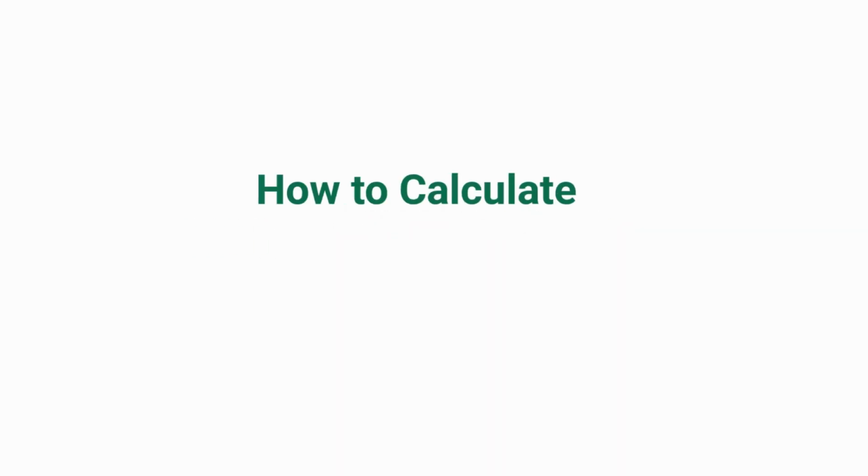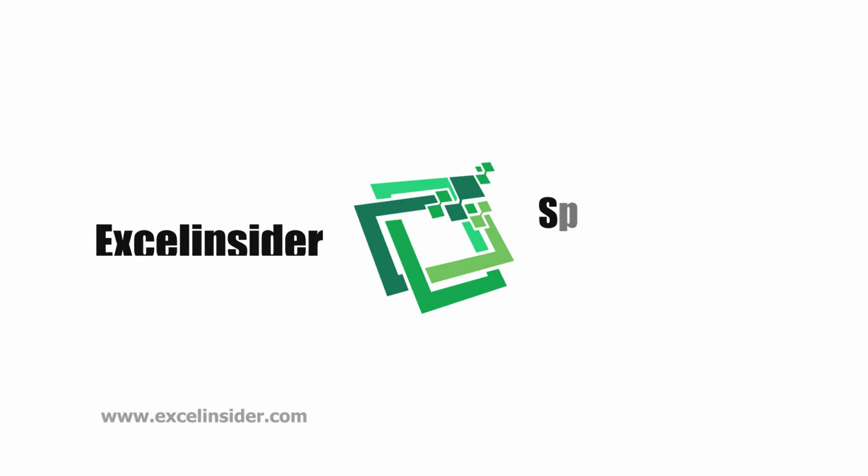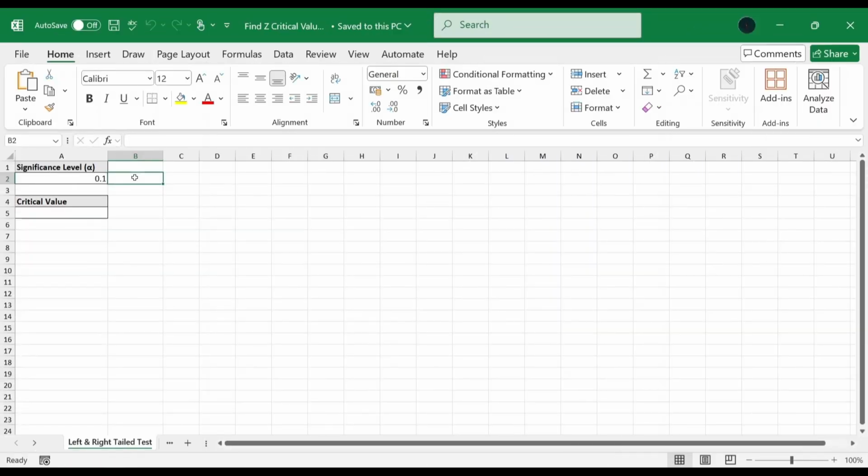Today we will learn how to calculate the z-critical value using Microsoft Excel 365. The z-critical value is the cutoff point that helps determine whether to reject the null hypothesis. Basically, it tells us if our results are statistically significant. In this tutorial, we will calculate these values based on a given significance level.